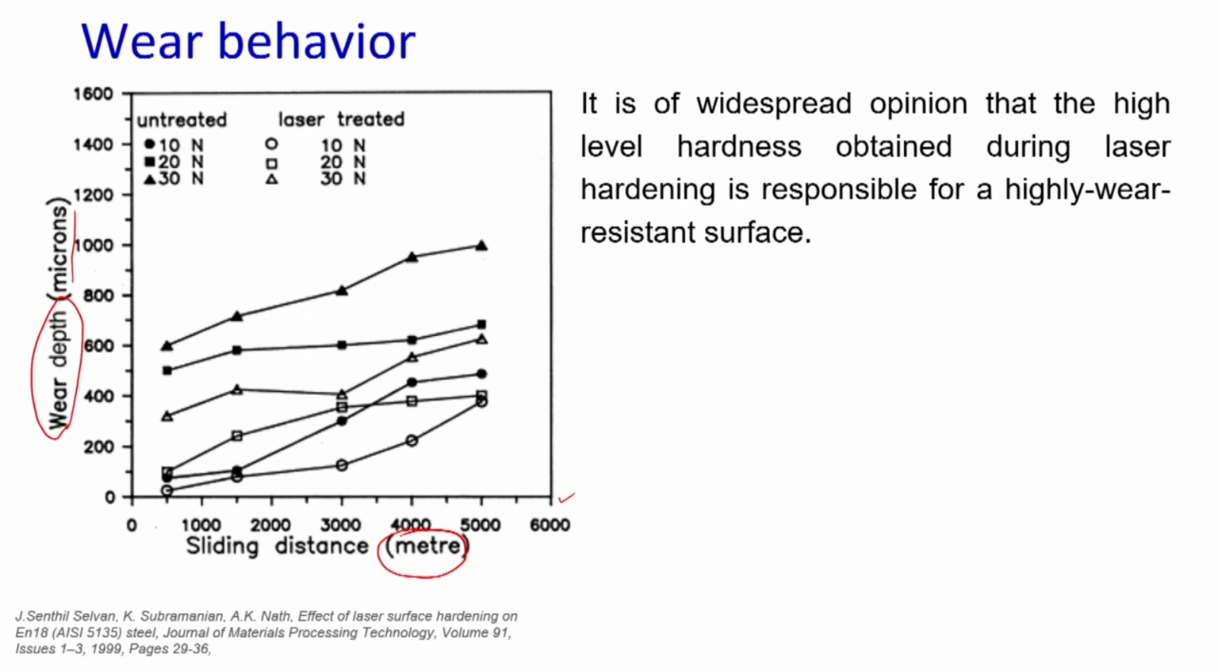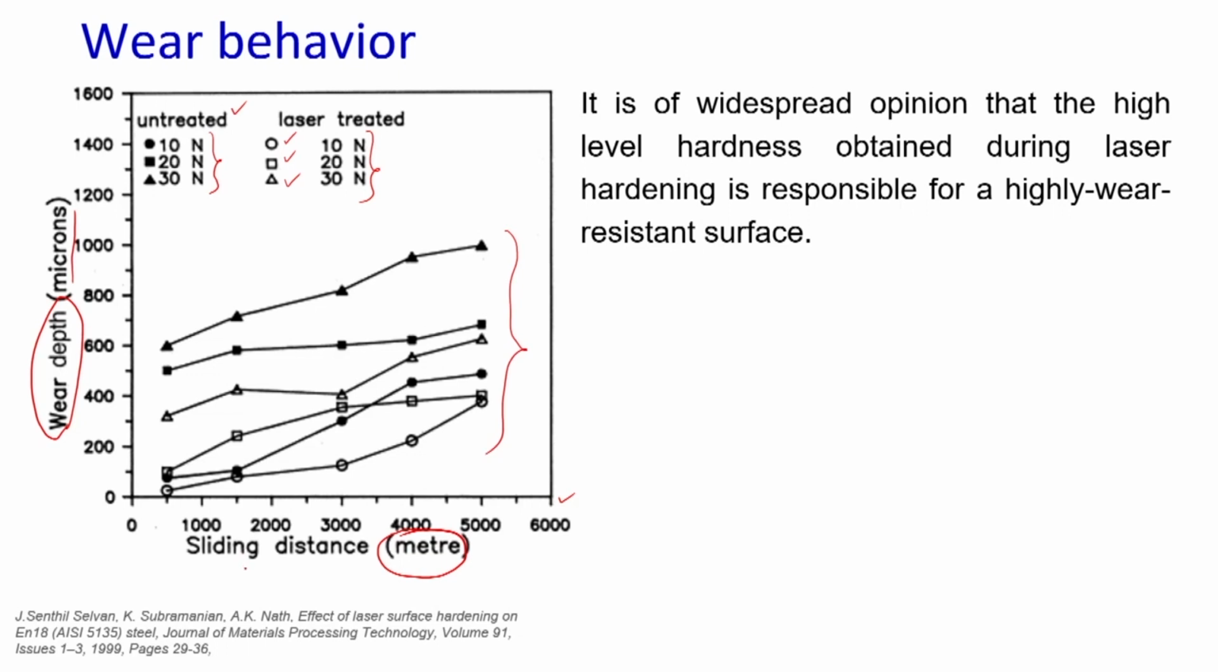When we see these trends, you just notice that the filled circle, filled square and filled triangle designate the trends or the values for the untreated pin. Untreated pin means laser is not used to enhance the hardness value. The empty circle, empty square and empty triangle designate the laser treated pin.